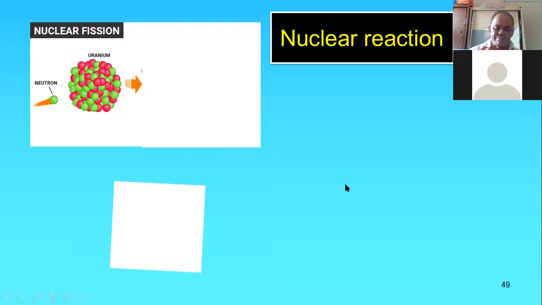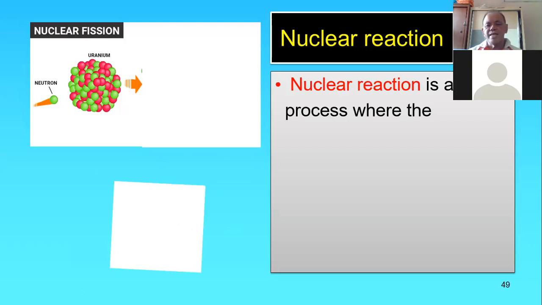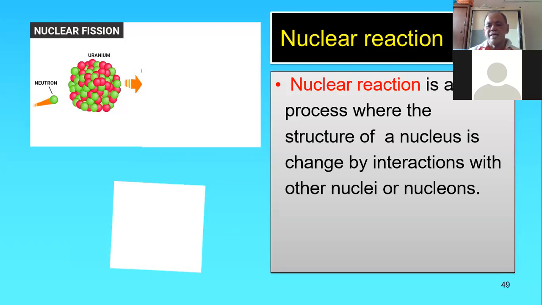A nuclear reaction is a process where the structure of the nucleus is changed by interaction with other nuclei or nucleons. As long as the nucleus is changed, whether a neutron inside or a proton inside, it is already called a nuclear reaction, because we see the product is different from what you have initially.